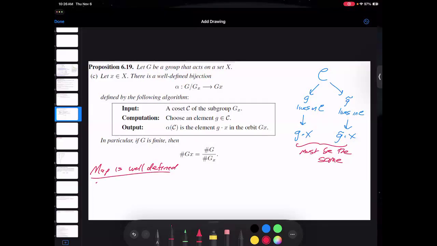So if g and g tilde are in the same coset, then there exists a c in Gx such that g equals g tilde times c.